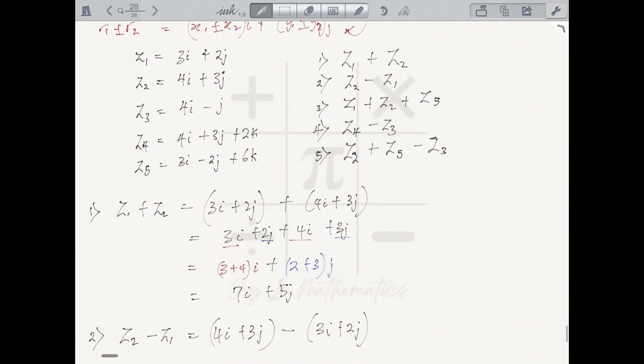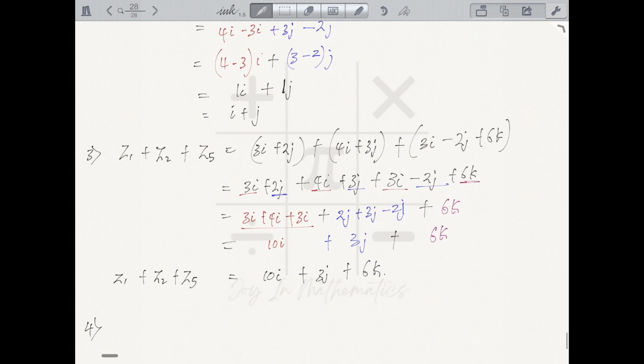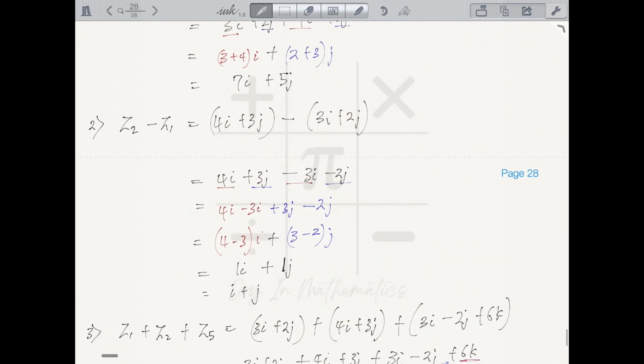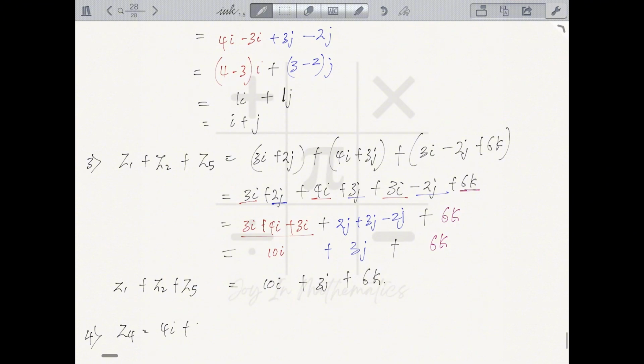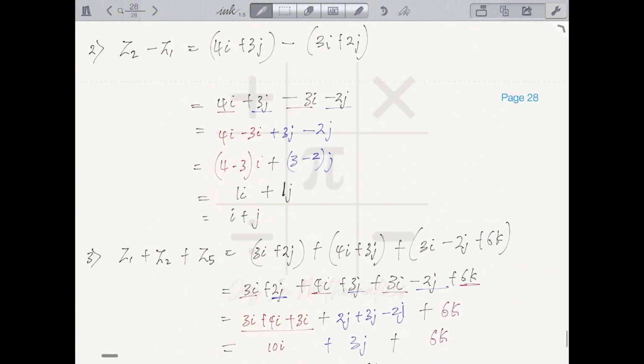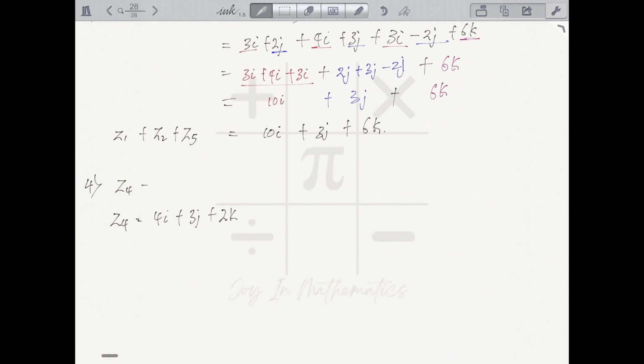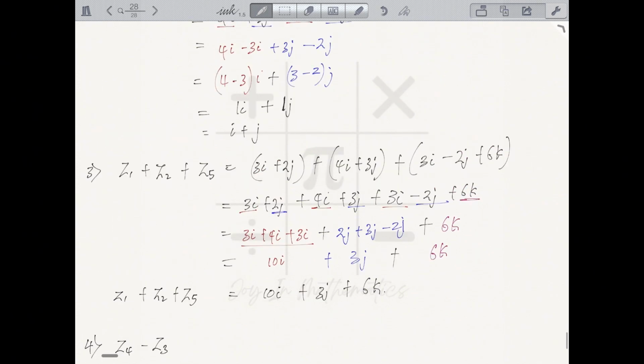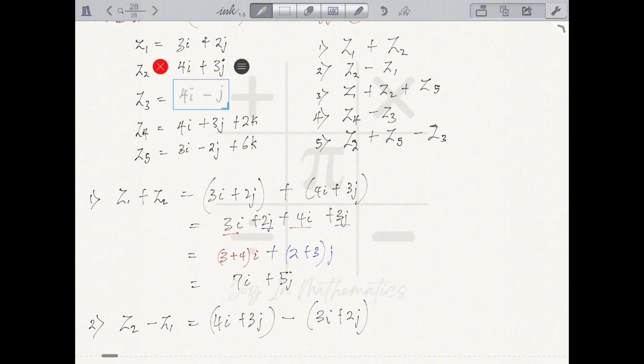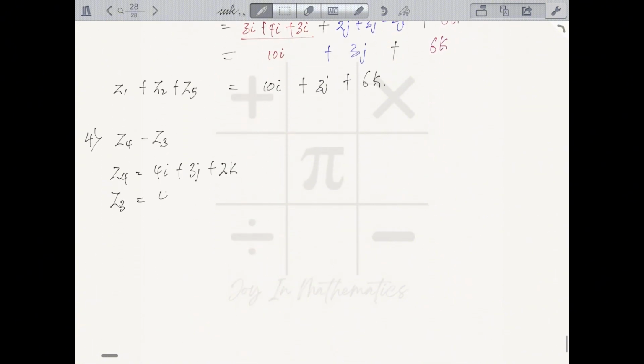Question 4 says vector z4 minus vector z3. Let's begin with z4. z4 is equal to 4i plus 3j and plus 2k. The question says we should evaluate z4 minus z3, and we know that z3 is given to be 4i minus j. So let's substitute now.